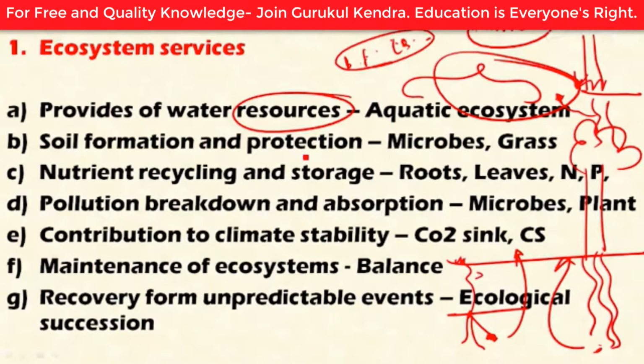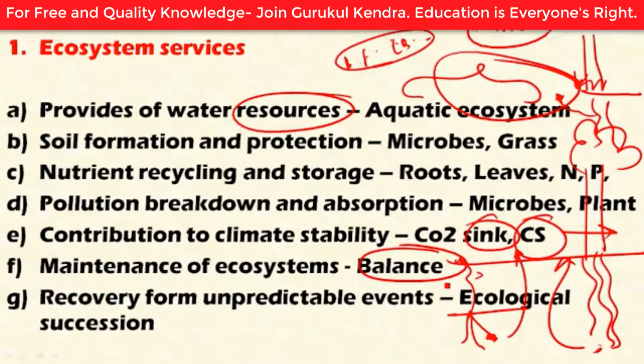And the fifth function is the contribution to climate stability. We know that forests are a sink for carbon dioxide. They are reservoirs of carbon dioxide. They absorb carbon dioxide for photosynthesis. In this way they help in reducing global warming. Forests are also a medium for carbon dioxide sequestration, that is, storage of carbon dioxide. And the next function is maintenance of ecosystem balance. Biodiversity is part of the ecosystem, and helps in the maintenance of balance.